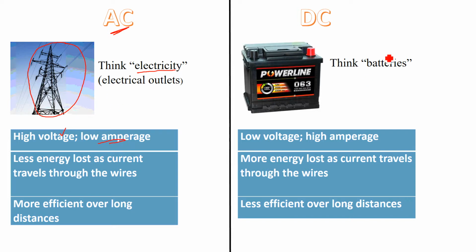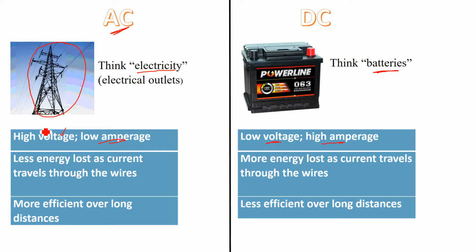For the DC, now think about batteries. Whether it is a car battery that we have here, or batteries that you find in smartphones, laptops or flashlights, those are all direct current being generated from batteries. These ones have much lower voltage, but they do have a higher current, a higher amp reading.